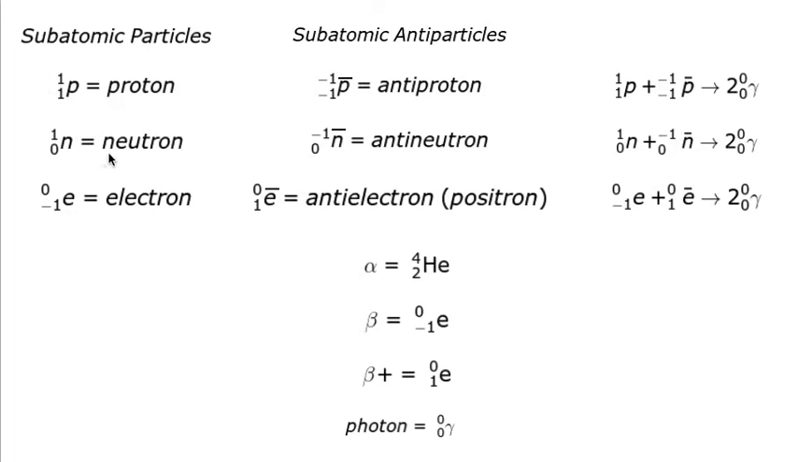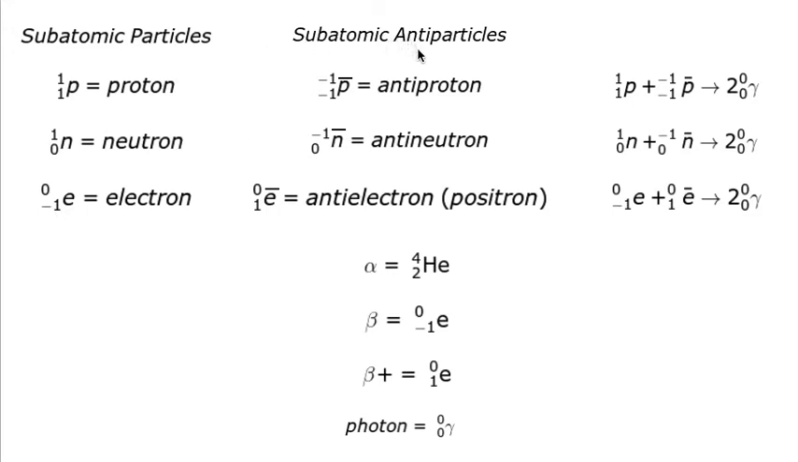The neutron, however, has an atomic number of 0, because it is not a proton. And the electron, not being a proton or a neutron, has a mass number of 0 and an atomic number of -1.